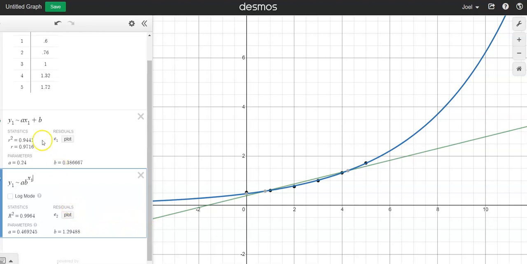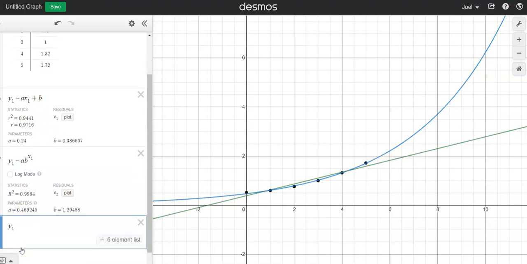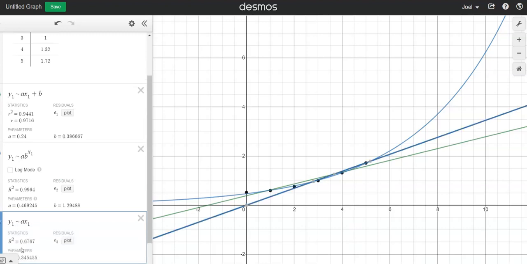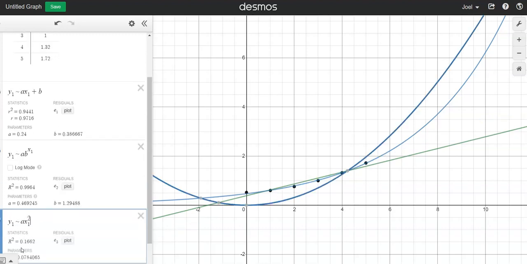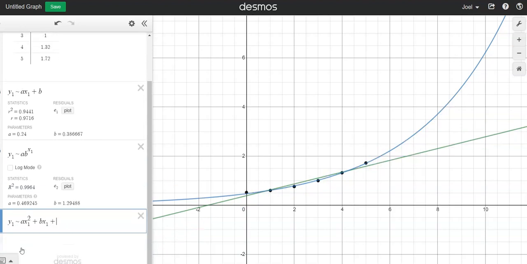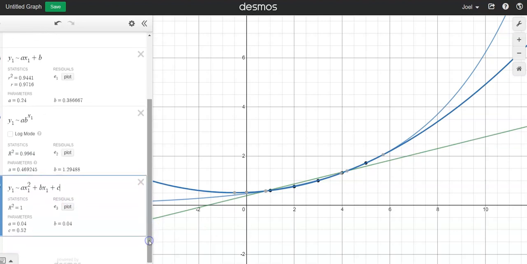And then finally, if I want the quadratic, y1 tilde a x1 squared plus bx1 plus c. And here are those same values again. And then you can see which one makes the most distinction.